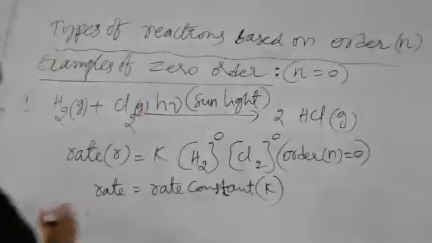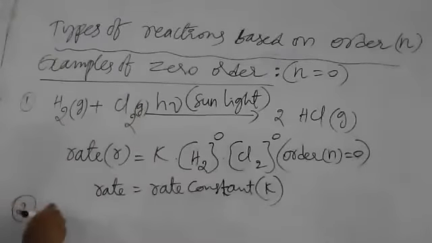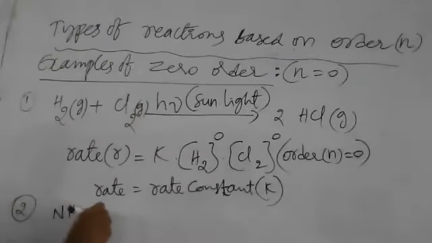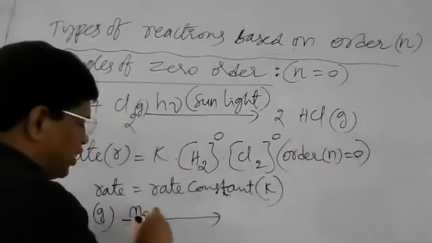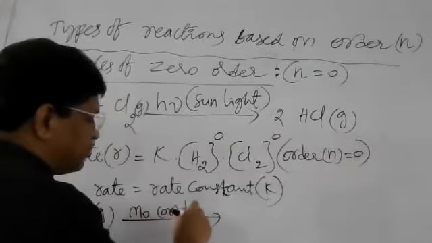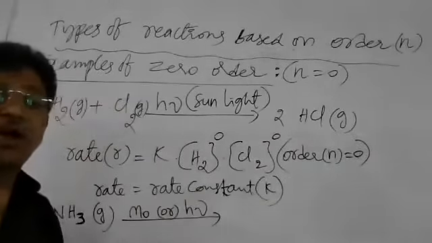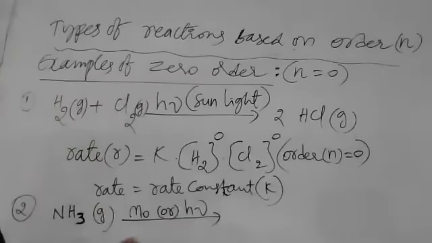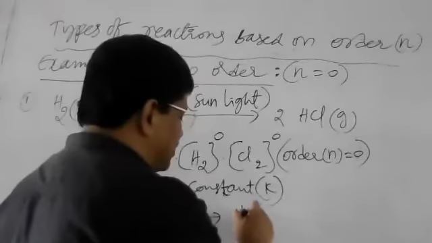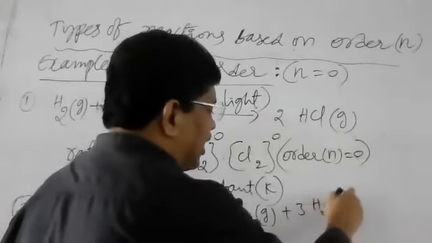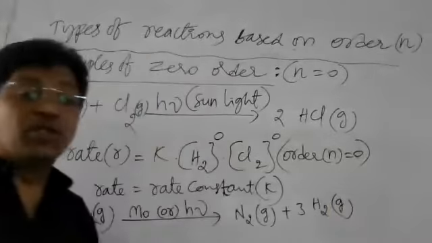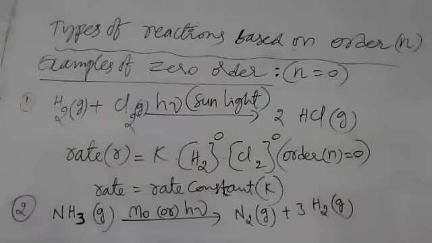Okay. So next, another example is NH3 gas, ammonia gas. NH3 gas gives rise to N2 gas plus 3H2 gas, here we use molybdenum or sunlight. So in the presence of molybdenum or sunlight.